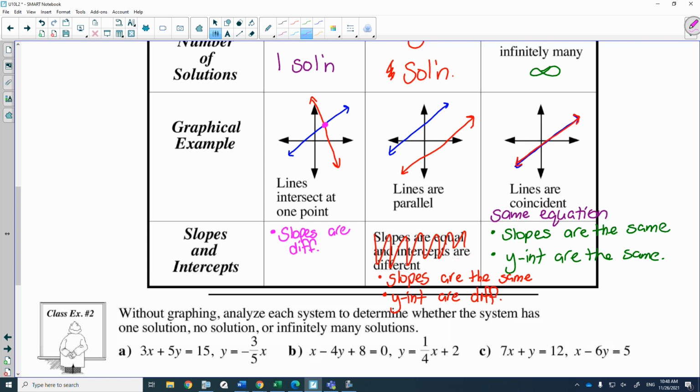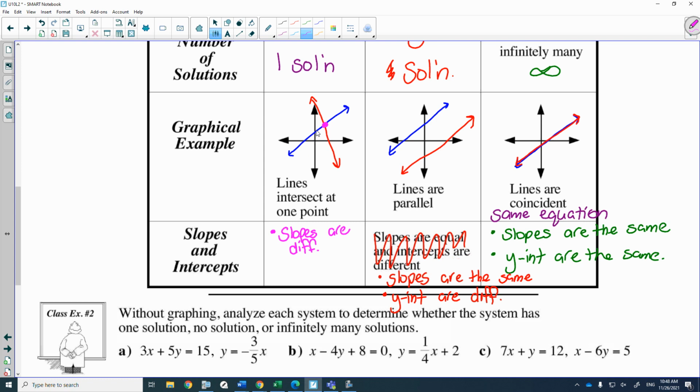And then we actually don't say anything about the y-intercepts. The reason why we don't say anything about the y-intercepts is it actually doesn't matter. The slopes must be different. If the slopes are different, you're going to have one solution. In this example, they would have different y-intercepts.